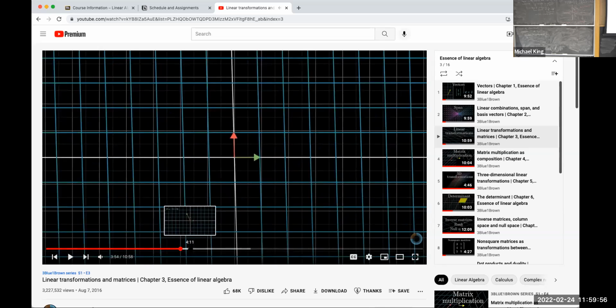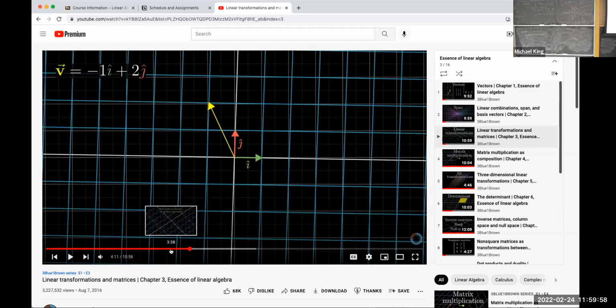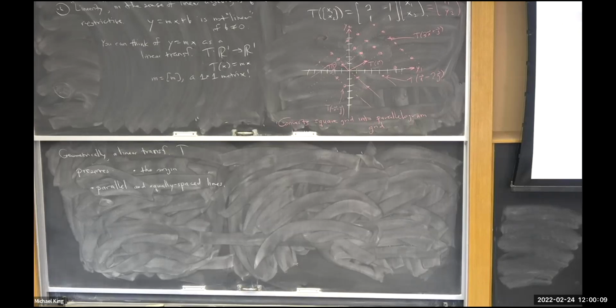And actually, this is what we're going to do today, sort of, some of this geometry of linear transformations. But I just wanted to show you some of that, because those pictures are much better than anything I can draw on the board, right? So, okay. Yeah, and that's what I wanted to say about that handout.